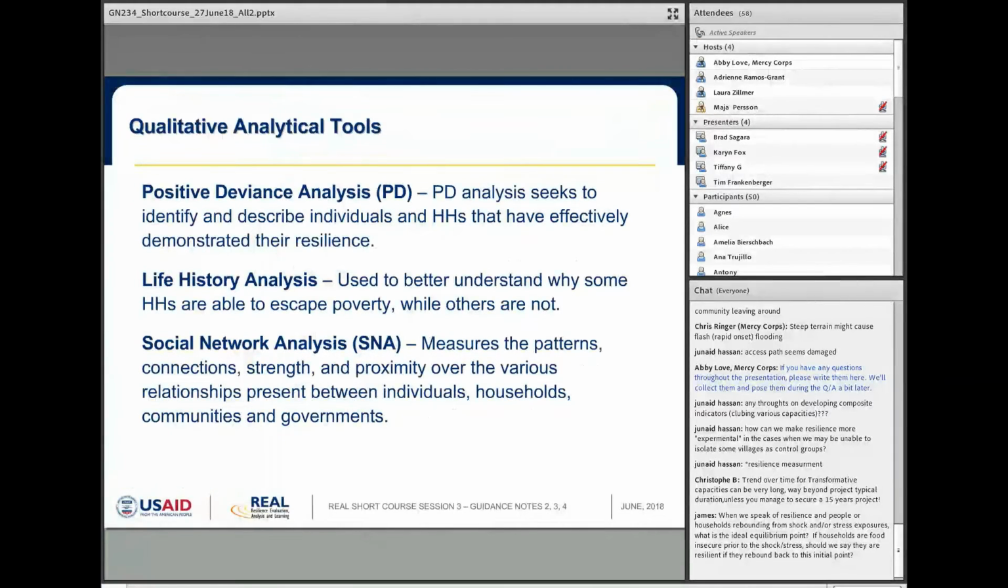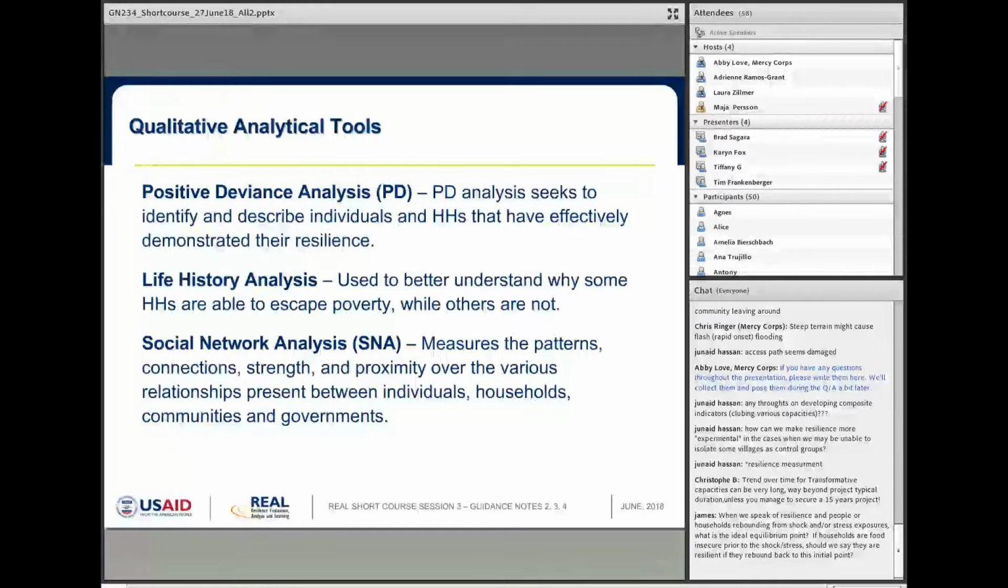Just to reiterate, the three key qualitative things that we want you to take away is that the positive deviance analysis is really important for really trying to understand why are some households better able to manage these shocks and stresses than others, so that we can learn from those households in our programming. Second, these life history analyses are really important for helping us to be able to understand why some households are able to escape from poverty while others are not.